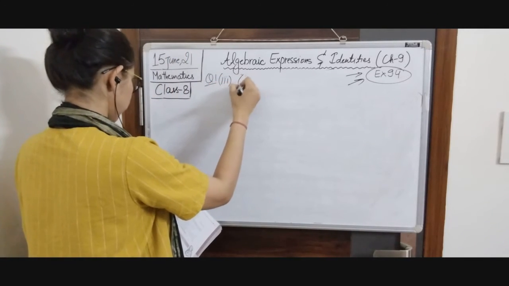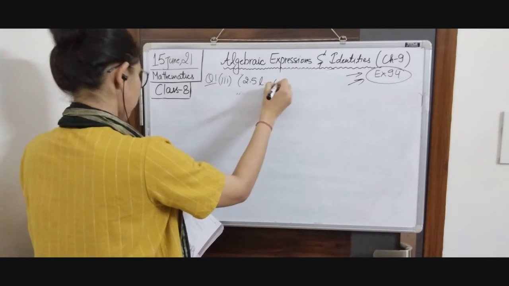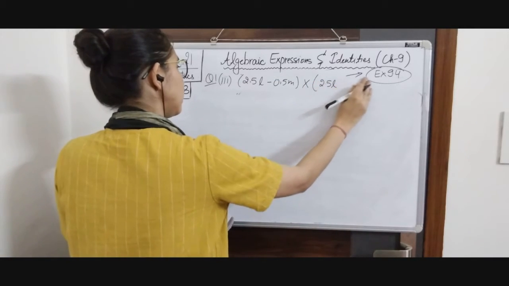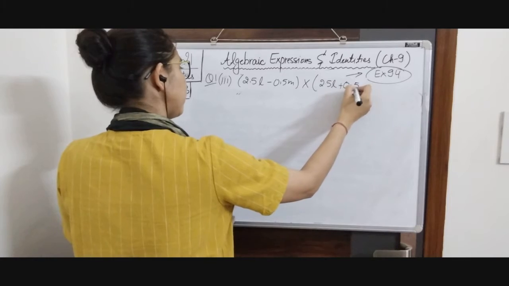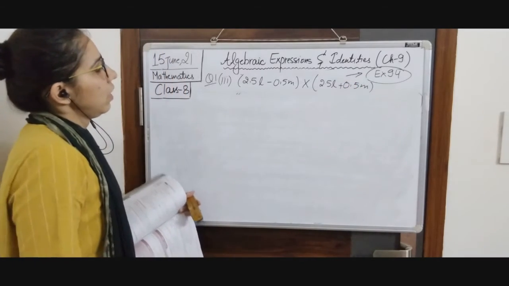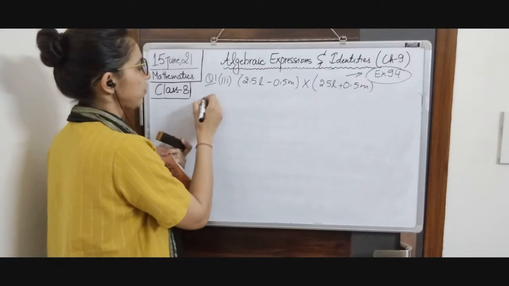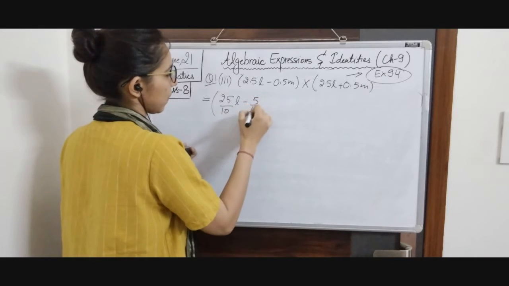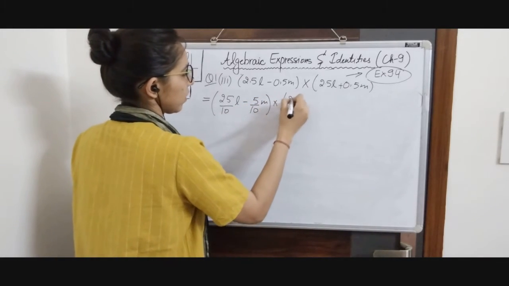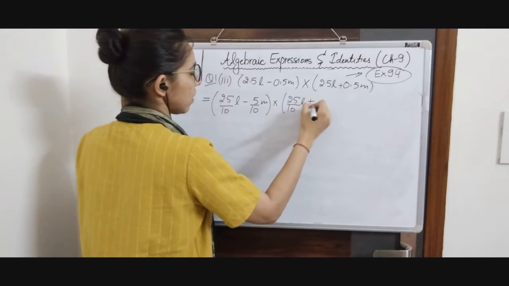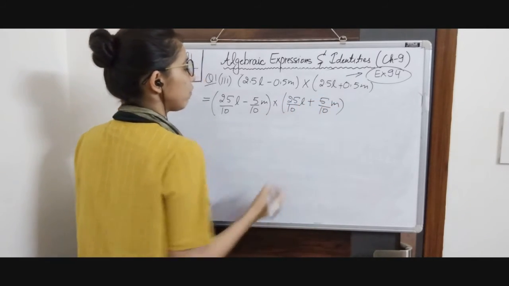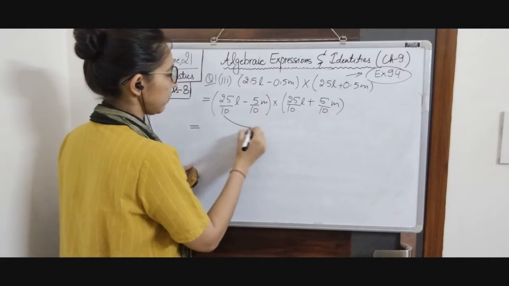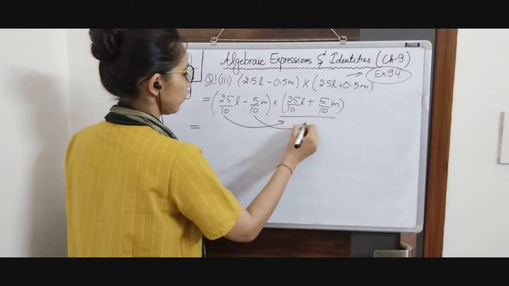In part 3 we have decimals: (2.5l minus 0.5m) multiplied by (2.5l plus 0.5m). The first step that we are going to do is remove the decimals. After that, we will follow the rule of multiplication of a binomial with another binomial, that is, multiplication of this term with the whole, then multiplication of this term with the whole.